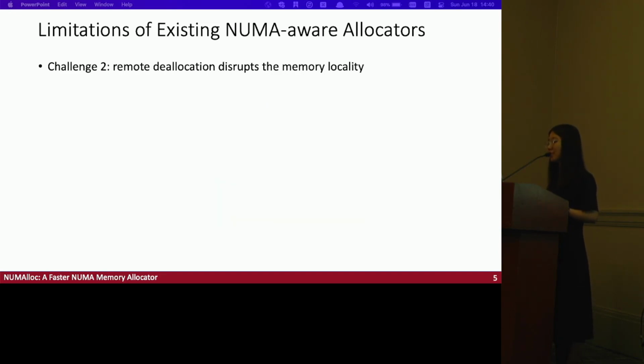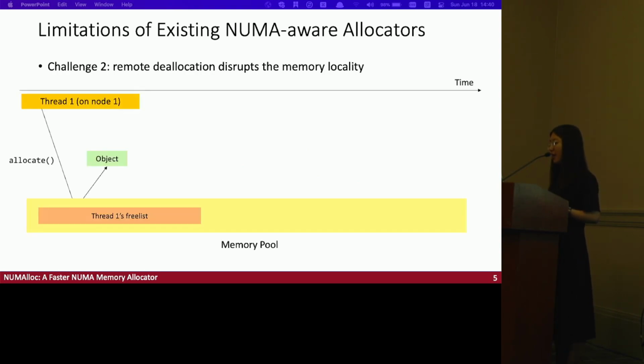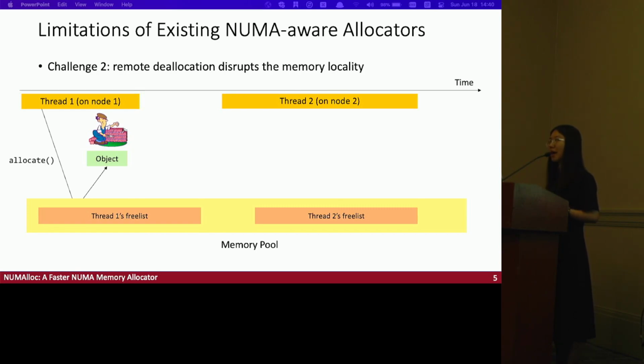The second challenge is that existing NUMA allocators cannot handle remote deallocation well. In this example, initially thread 1 requests an object from the memory pool, and then it waits on it for some time. The object is then passed to a remote thread, thread 2, and it also waits on this object for some time. Next, thread 2 finishes processing this object and wants to free it, but the object was actually allocated by thread 1 on node 1.